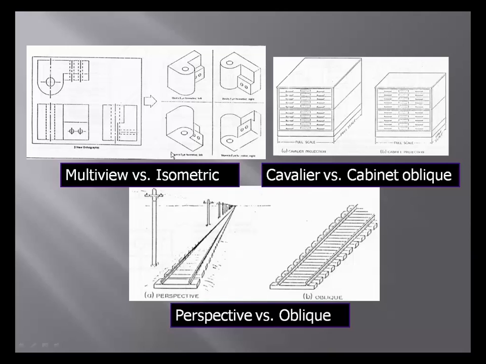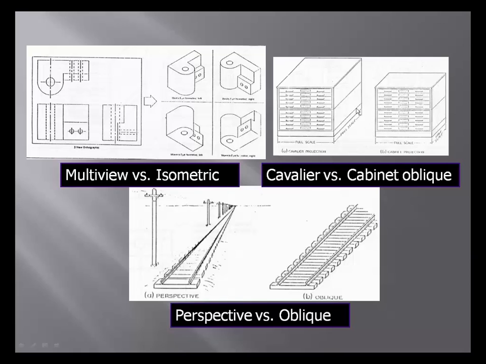A couple of different types of drawings we have here. We have multi-view versus isometric. Multi-view gives basically the views of the parts, where isometric gives you a 3D representation of it, or a pictorial.